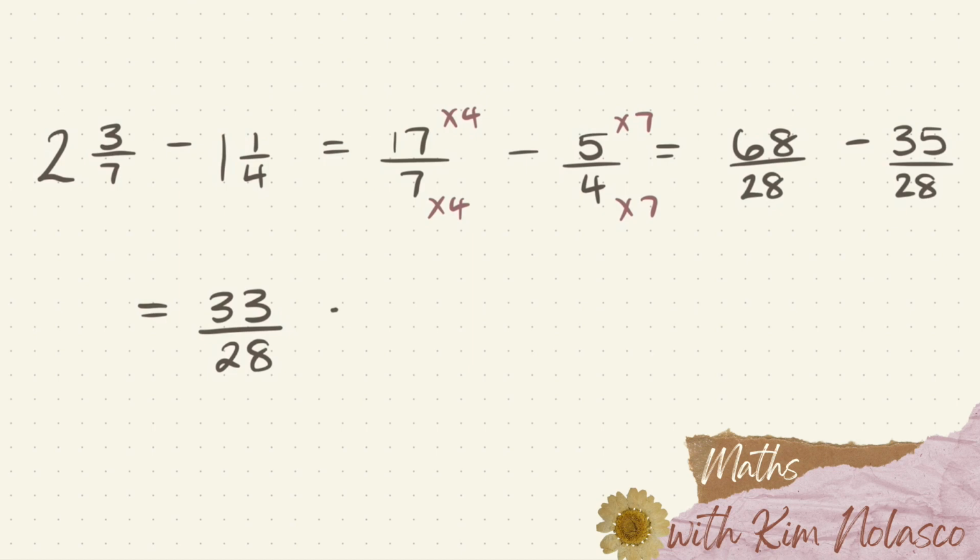Now I can write this as a mixed number. How many 28s go into 33? We have 1. And then how much is left over? 28 to 33 leaves me with 5. So we have 5 over 28. So it's 1 and 5 28ths.